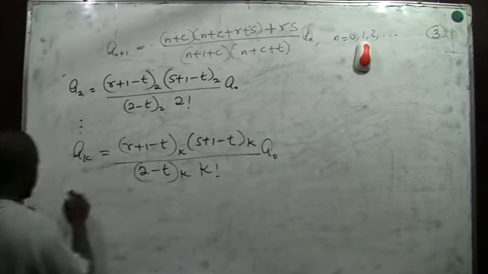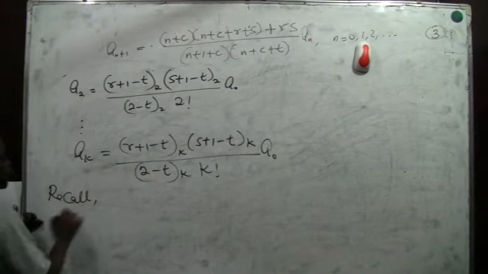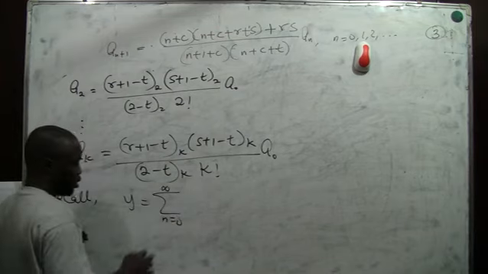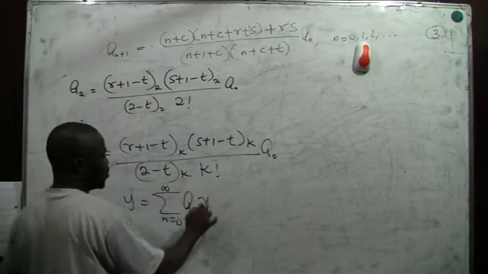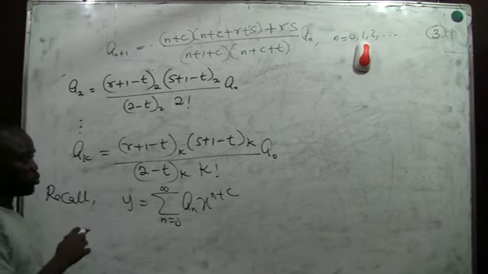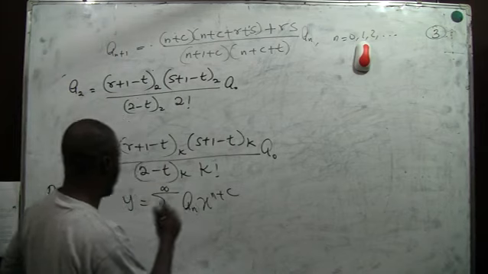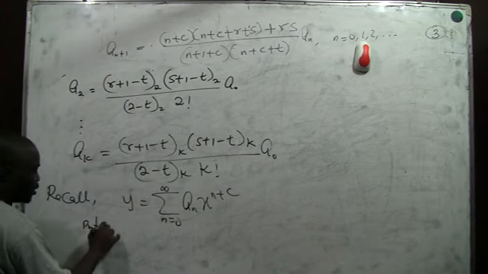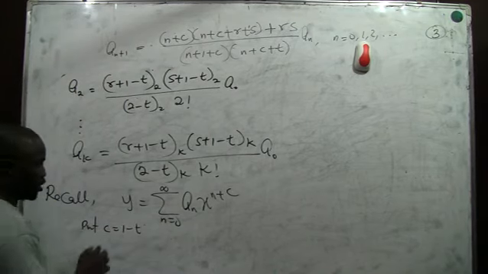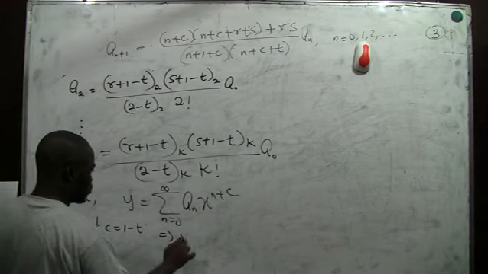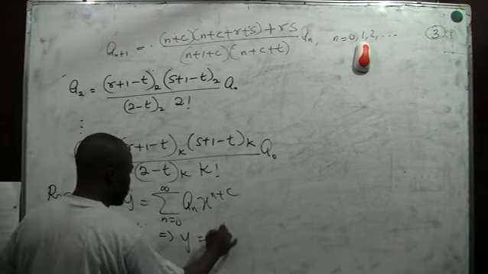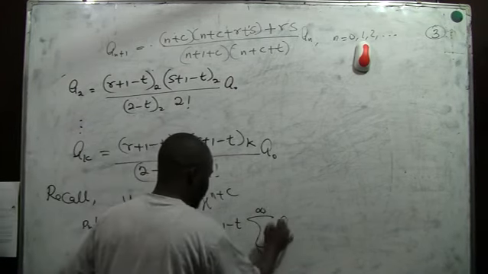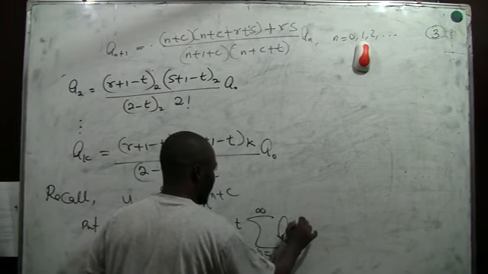Now recall, y equals summation n from 0 to infinity a n x raised to power n plus c. Now, we substitute the value of our initial root 1 minus t into this, so that becomes, put c equals 1 minus t, which implies that y equals x raised to power 1 minus t summation n from 0 to infinity a n x raised to power n.